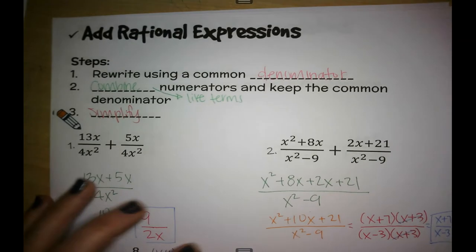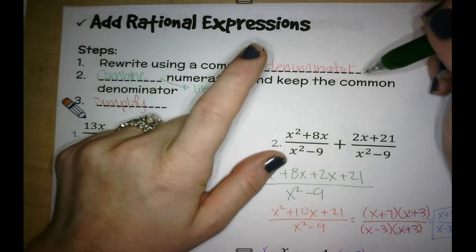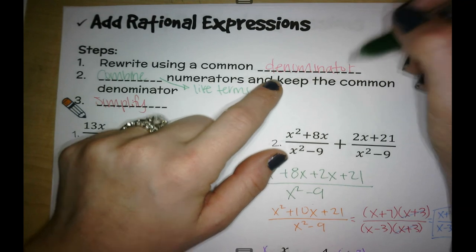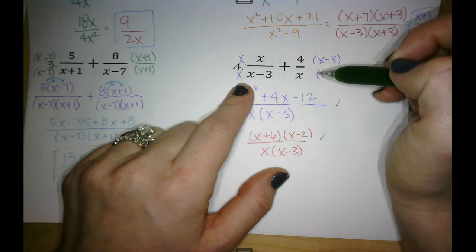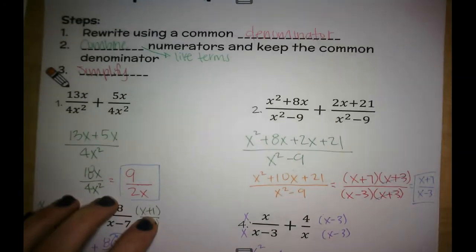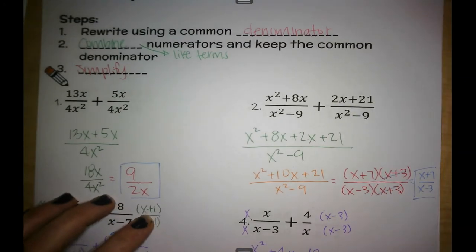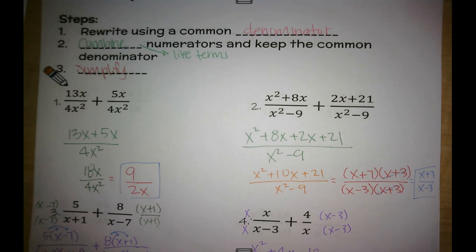Okay? So biggest thing is to make sure that the denominators are the same. If they're not the same, you have to make them the same. And then you add the top, combine like terms, simplify by factoring and eliminating common factors.